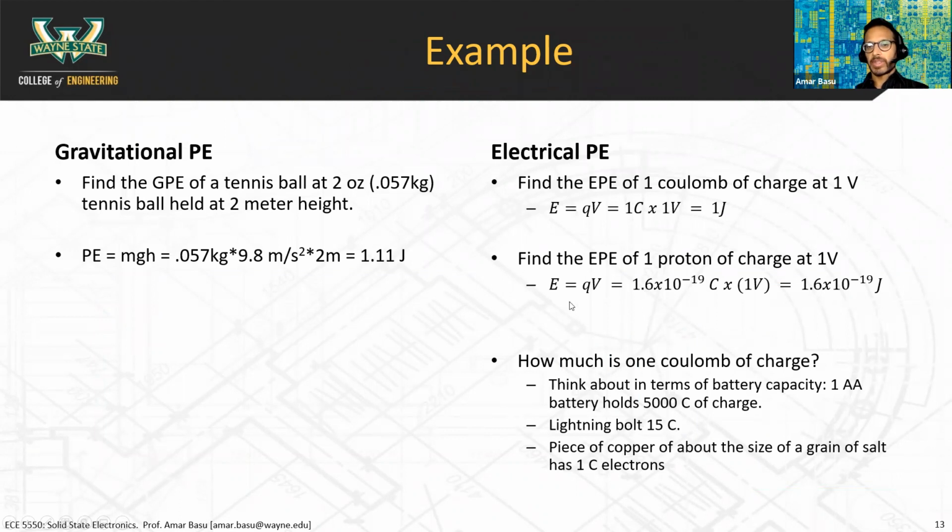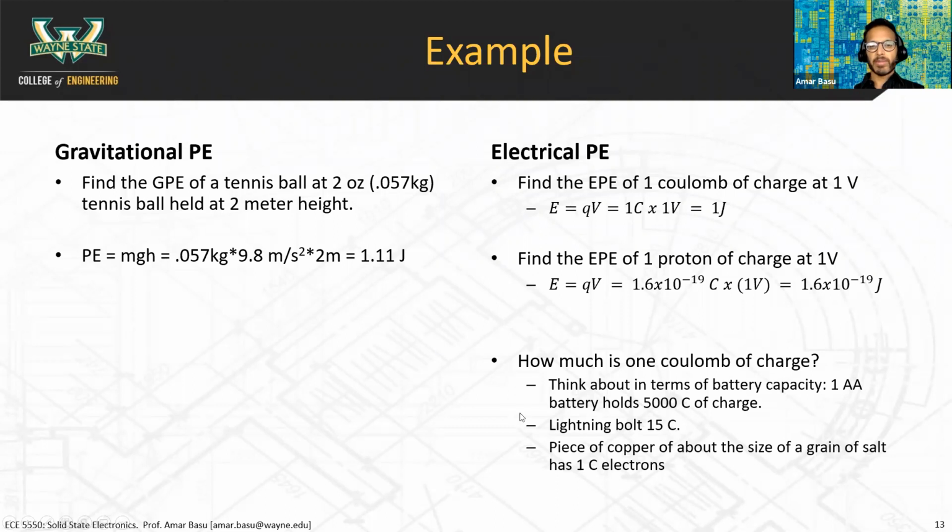Another example is to find the electric potential energy of 1 proton of charge at 1 volt. The only thing we do differently here is that the Q, instead of being 1 coulomb, is 1.6 times 10 to the negative 19 coulombs. You still multiply that by 1 volt. So in this case, the electrical potential energy is 1.6 times 10 to the negative 19 joules.